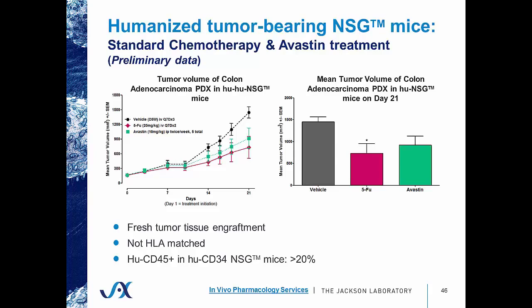And what we can see here is that both 5-FU as well as Avastin treatment exhibited significant tumor growth delay as compared to the vehicle control, demonstrating that this humanized NSG mouse that bears a tumor was able to respond to standard chemotherapy treatment, and we can see this represented graphically on the right. Again, this is non-HLA matched tissue, and human CD45 populations in the peripheral blood were at least 20%.